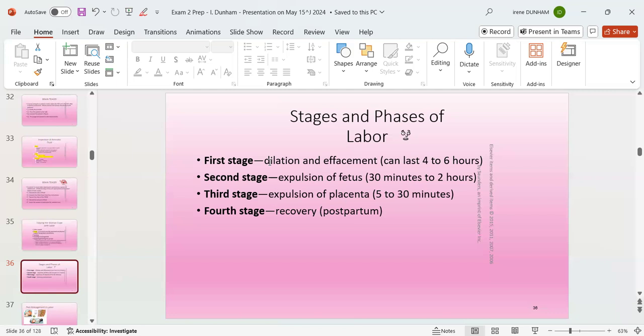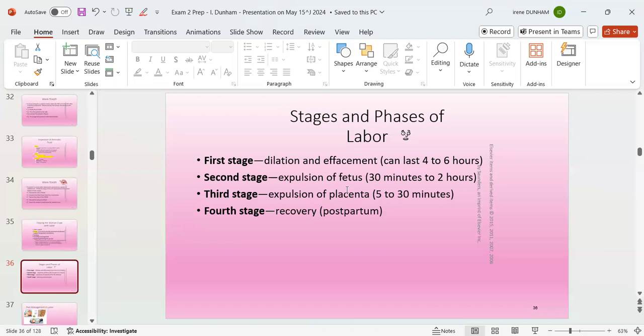Well, we try to make it just 2 hours because the patient can get very tired. So we try to have effective pushing. That's your second stage. Now the baby's out. She delivered her baby and enters into the third stage. This is where the placenta will be expelled, and this goes anywhere from 5 to 30 minutes.